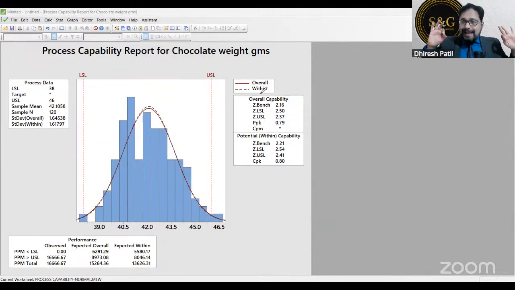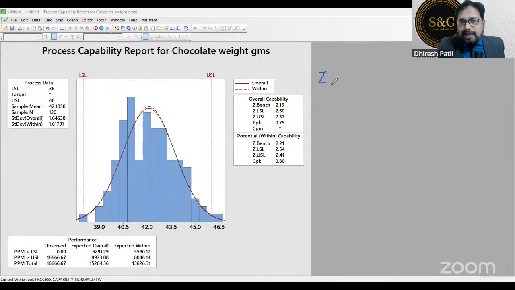Everybody with me till now? Just type yes in the chat box, because going ahead it will be a little interesting. Clear, everybody with me till now? Very good. Now, what is the Z bench? I can tell my process capability. So whichever is lower, okay.